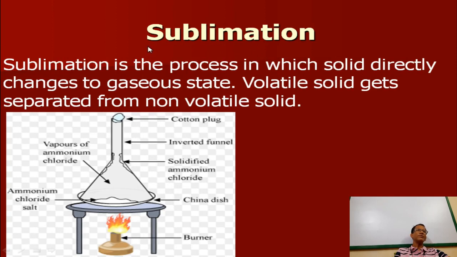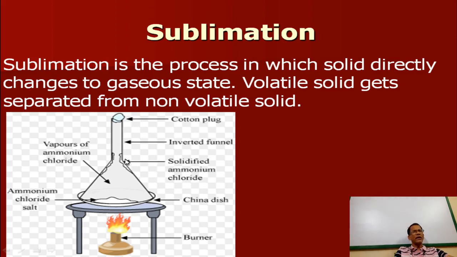Then sublimation. We know sublimation is a very important method to separate a volatile component which is easily vaporized without attaining the liquid state. That is called sublimation. When it is heated, the vapors produced will form the sublimate, keeping the non-volatile substance in the container.